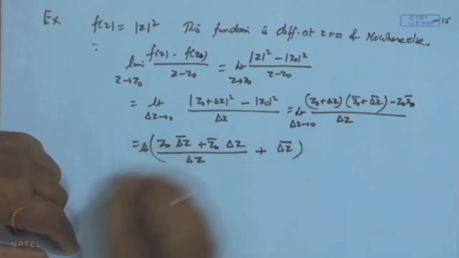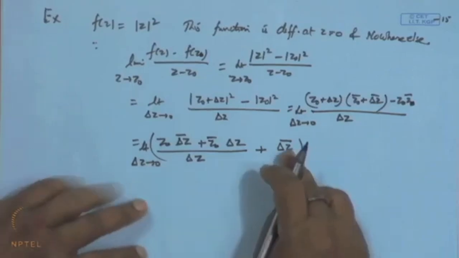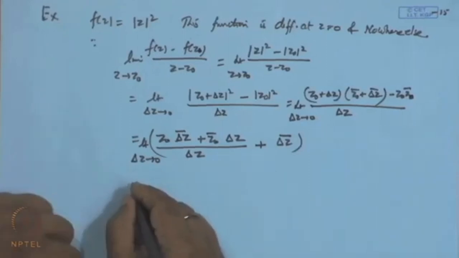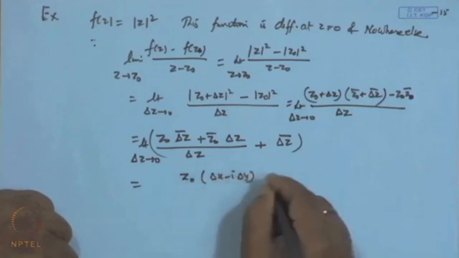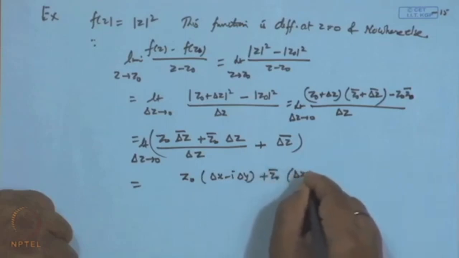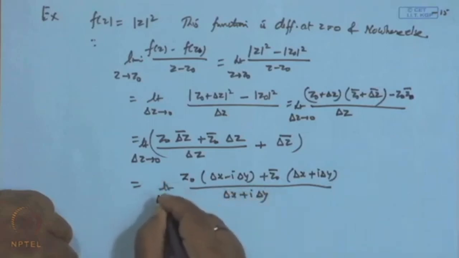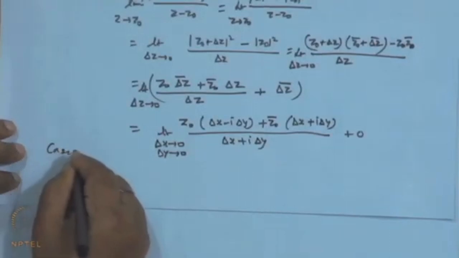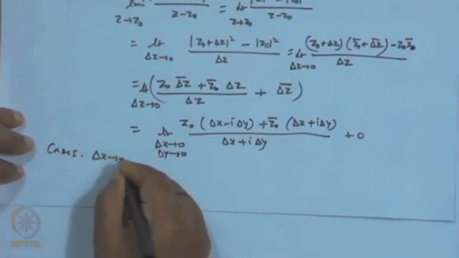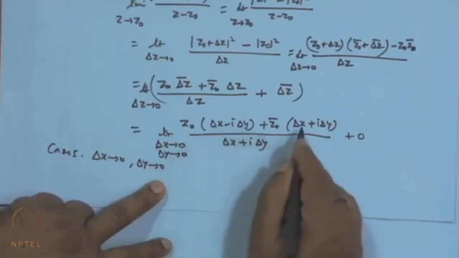Limit of this as delta z goes to 0. If delta z goes to 0, delta z bar will go to 0, so it is no problem. And here it can be written as z naught bar delta x plus i delta y over delta x plus i delta y, limit delta x tends to 0, delta y tends to 0. And the other term is the 0 part. So, there is no problem. Now, again, when you choose the limit, suppose delta x tends to 0 first and then delta y goes to 0. So, when delta x goes to 0 first, this is 0, this is 0. Okay?